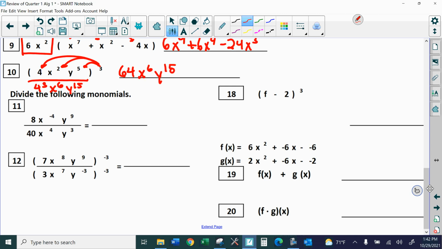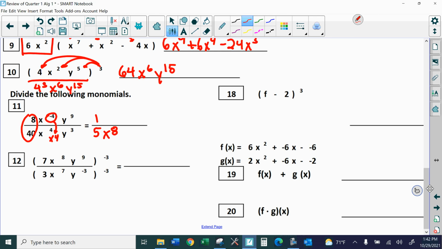There's my answer. Okay, now we're dividing monomials. I can simplify this fraction, 8 over 40 simplifies to 1/5. In order to make a negative exponent positive, I can drop it down here. And so I have another x to the 4th down here. So do I have any x's up top? No, I don't. But how many x's do I have in the denominator? 4 plus 4 is 8.